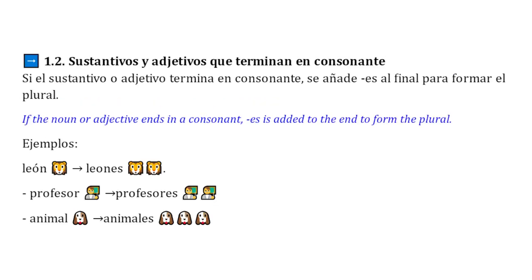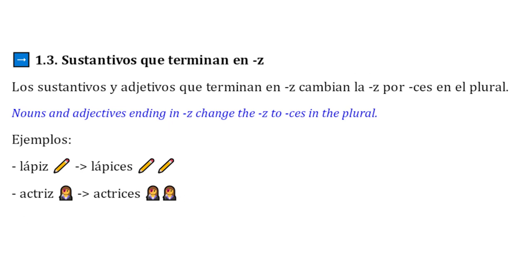If the noun or adjective ends in a consonant, es is added to the end to form the plural, as for instance in león, leones; profesor, profesores; or animal, animales. The nouns and adjectives ending in z change the z to ces in the plural, for instance lápiz, lápices, or actriz, actrices.